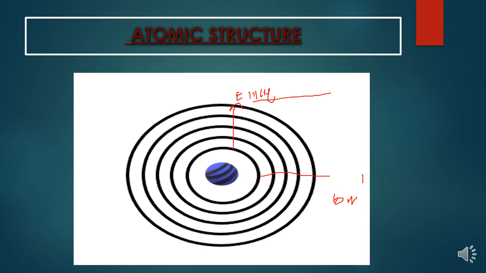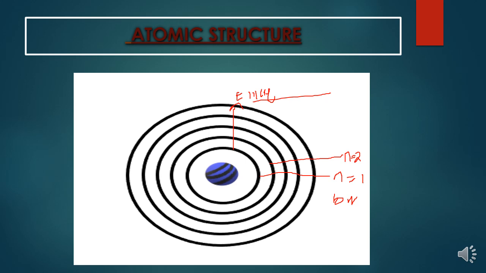So the lowest shell is known as the ground state because it has the lowest amount of energy, and each shell has its own quantum number. The quantum number is the number given to the shell. The quantum number is represented by n, which means the first shell is n equals 1. The second shell is n equals 2.